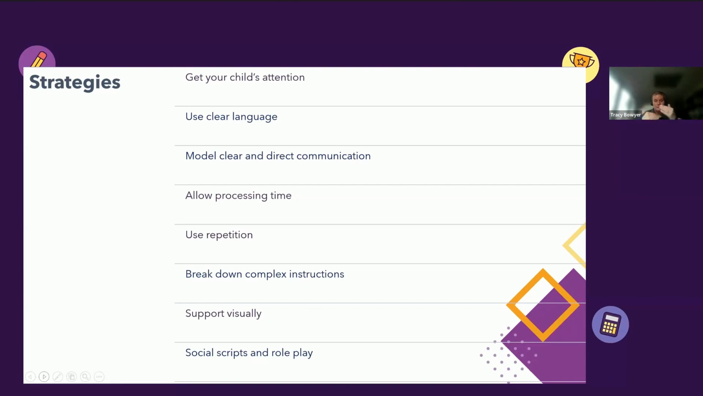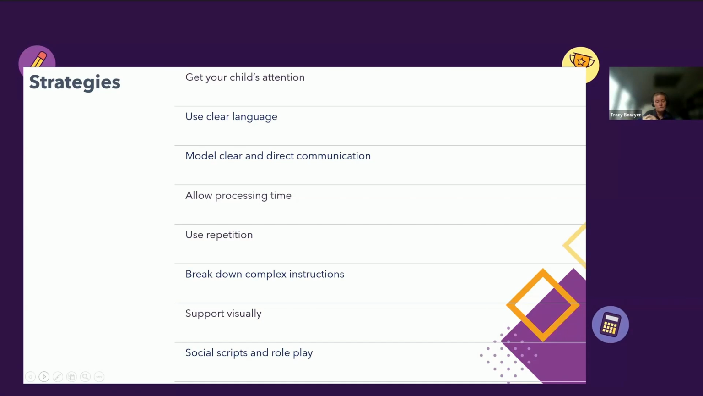get their attention, say their name. It might be that you have to gently touch them on the shoulder to make sure that you've got their attention, particularly if they tend to hyperfocus, so become really involved in what it is they're doing. So say the name, maybe gently touch them if that's appropriate.